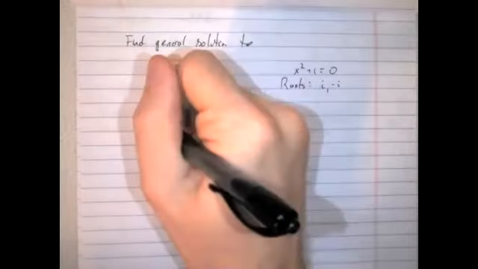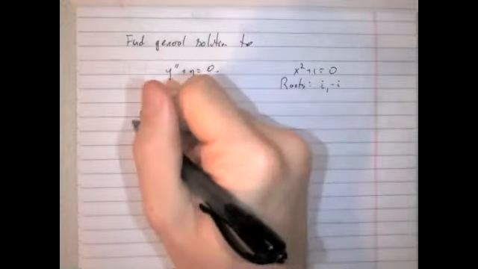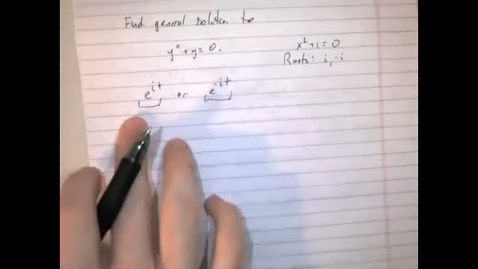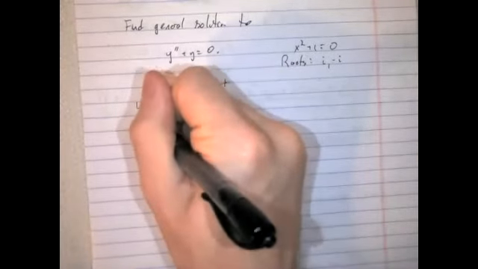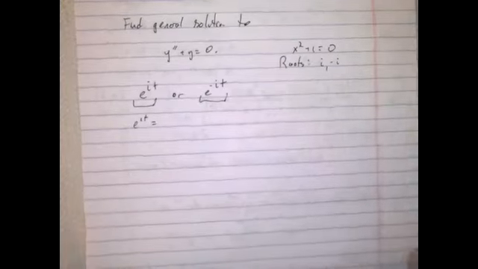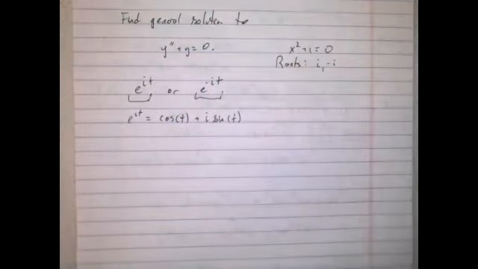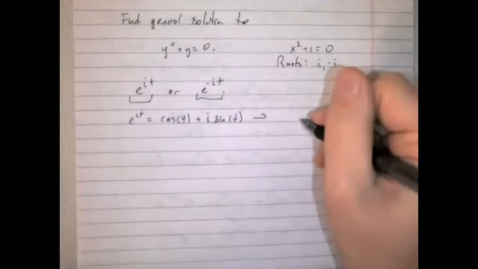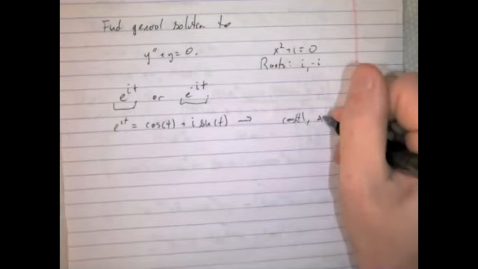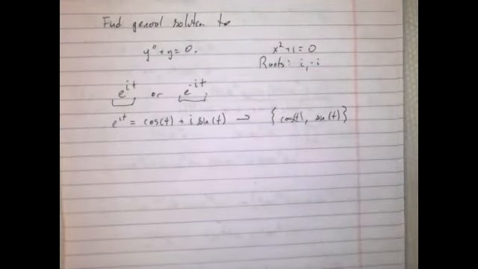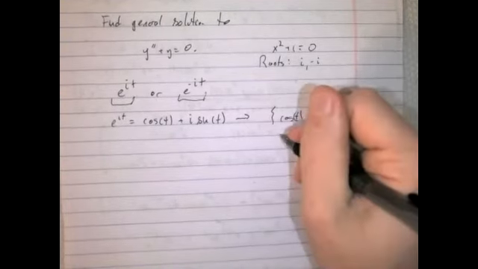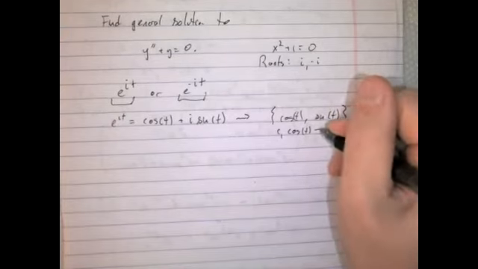Okay, and so for instance, we could take either e to the it or e to the negative it as what we're going to work with. I suspect most of you chose e to the it, so I'll work with that. What is e to the it? Cosine of t plus i sine of t. And from this, we produce the fundamental system, cosine of t and sine of t. In other words, the general solution here would be written c1 cosine of t plus c2 sine of t.